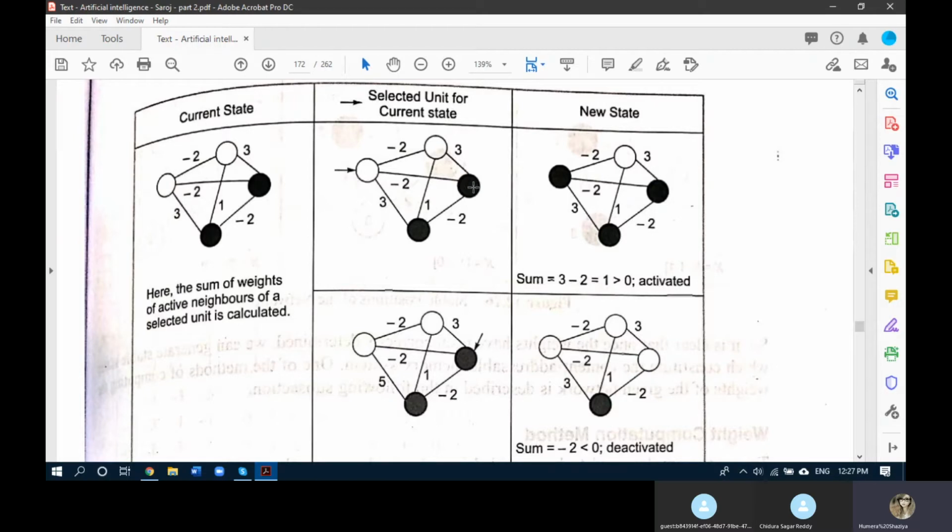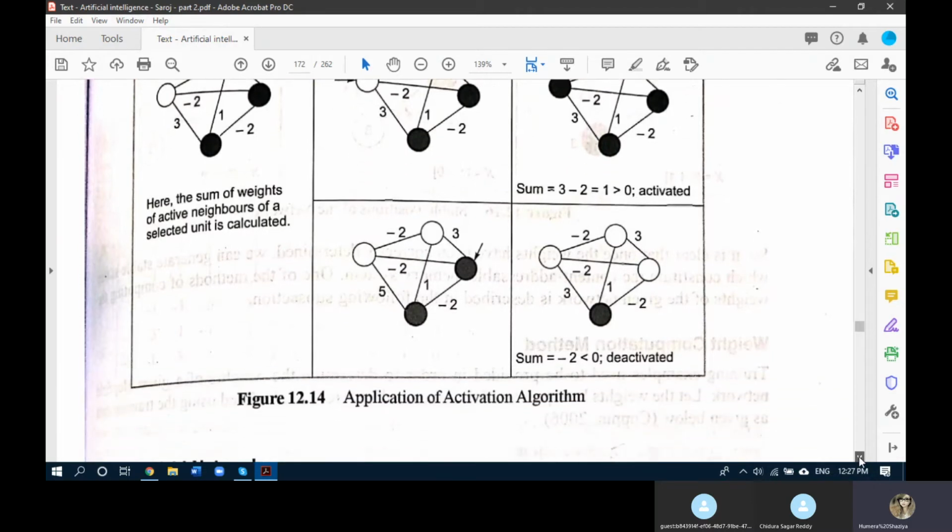This unit is connected to these two units, and this unit as well, but because this is inactive, this is not being considered. These two are considered, I and j, and when you take that 3 minus 2, you get 1. If the threshold, the theta value, is 0, then 1 is greater than 0, and this unit also turns out to be active.